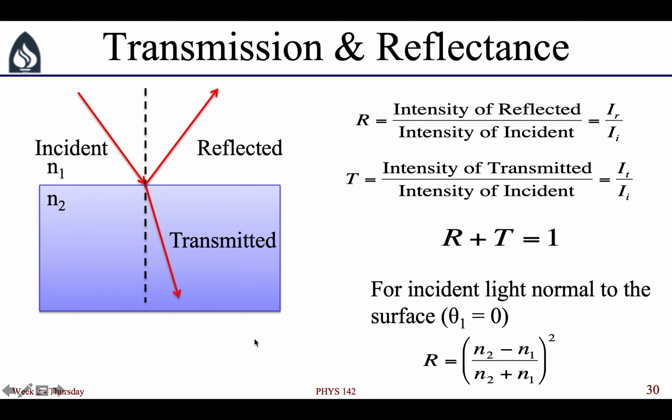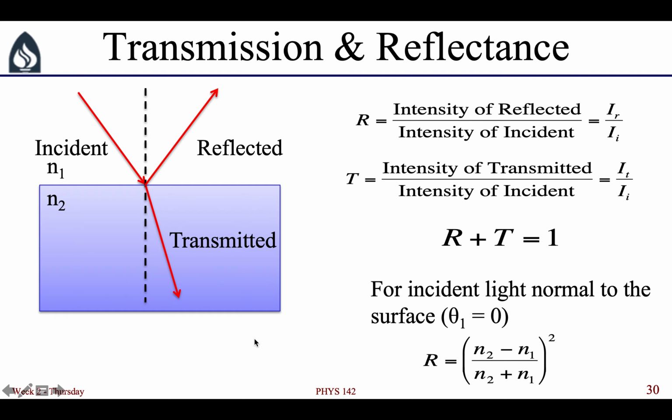When light is incident on the surface between two materials, some of the light is reflected and some is transmitted. R represents the ratio of the intensity of the reflected to the incident light, so it's the percentage of light that gets reflected, while T is used to represent the intensity of the transmitted to the incident light, or the percentage of the light that is transmitted.